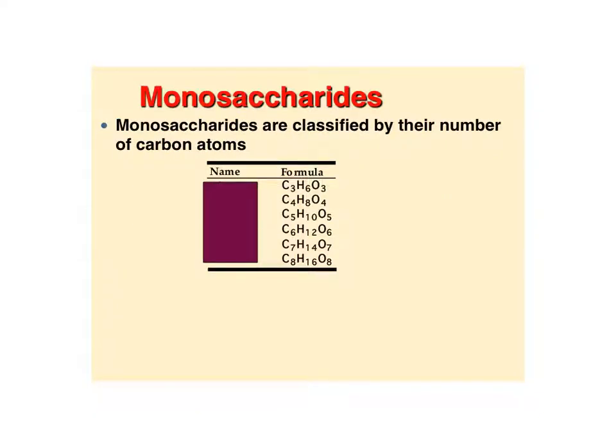These are the monosaccharides, and they're classified by the number of their carbons. If it has 3 carbons, what are those sugars called? Triose. If it's got 4, what's 4? Tetrose. 5 is pentose, and then hexose and heptose.